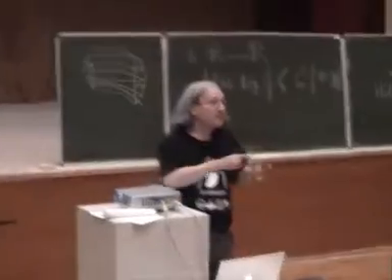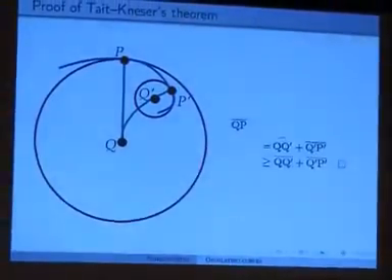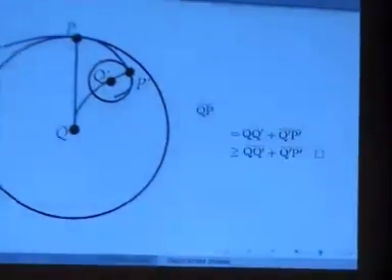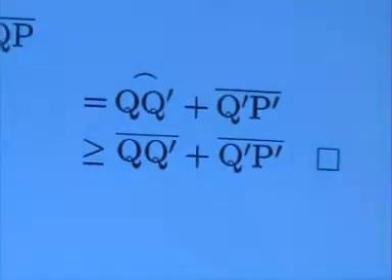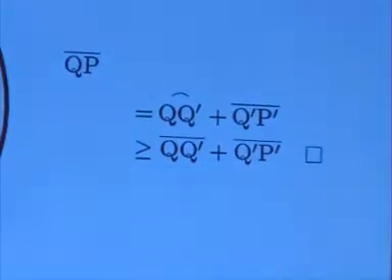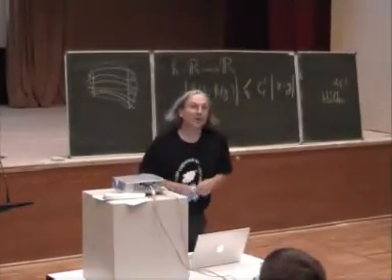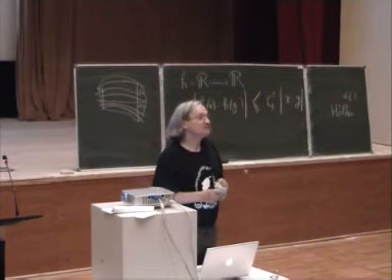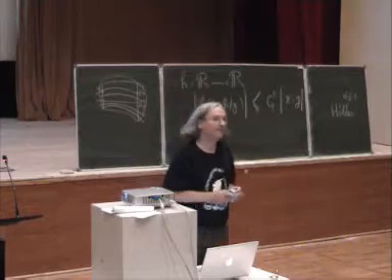Now the length of the curve QQ prime is bigger than the length of the segment QQ prime, so you get that the distance between Q and P is bigger than QQ prime plus Q prime P prime. And this precisely means that the two circles don't intersect. End of proof. Is the proof okay? Yep.